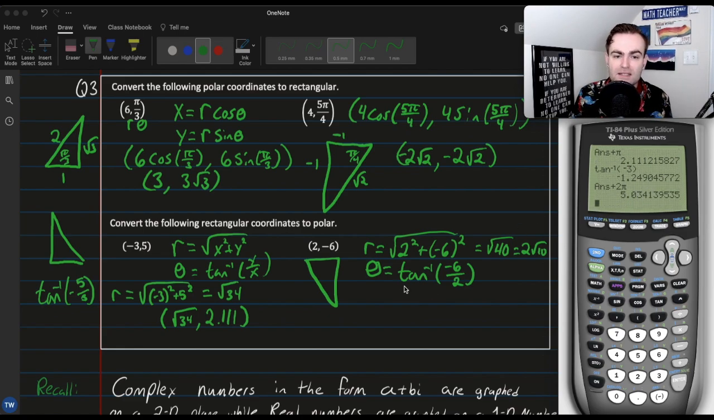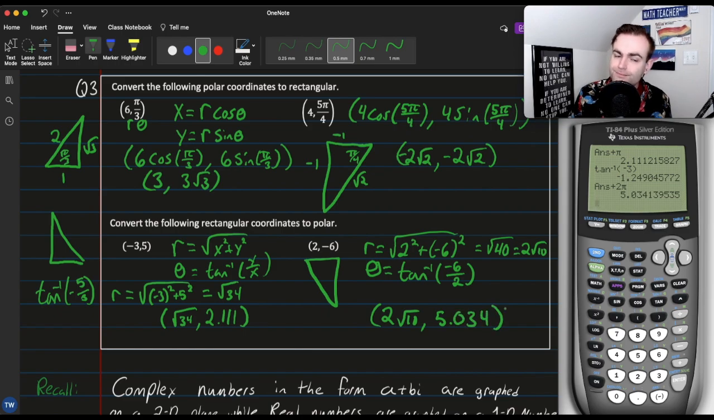And that gives me the radians. So our point would be 2 root 10, comma, 5.034. Not bad. That's polar coordinates. That's it for that part. We're not done, though, because there's an interesting relationship between polar and complex numbers. Something really, really cool, I think.